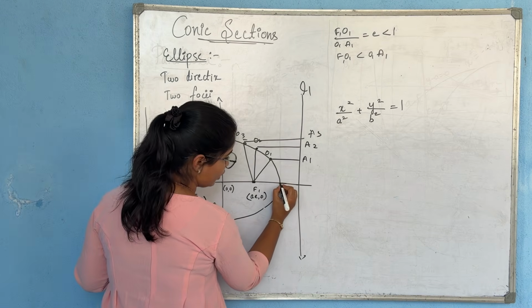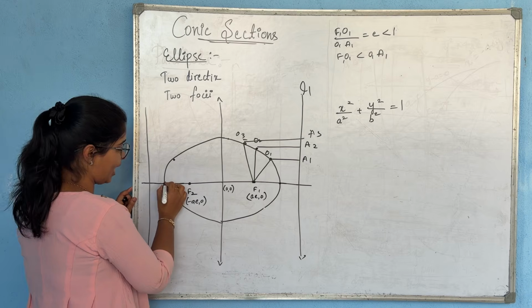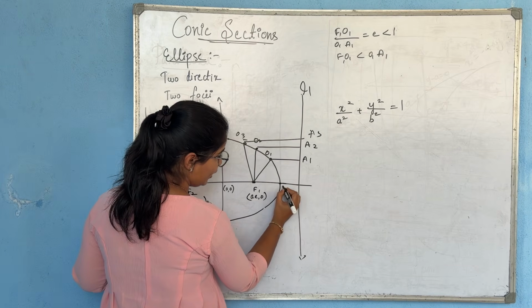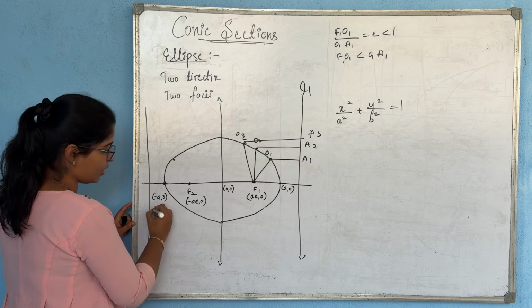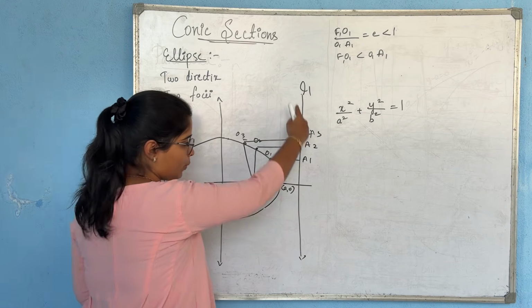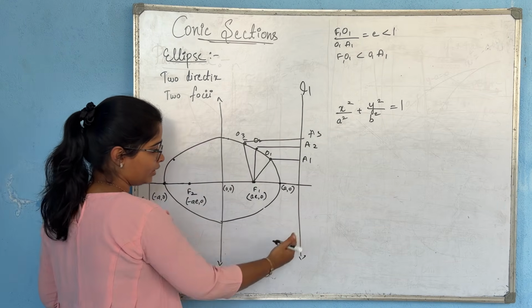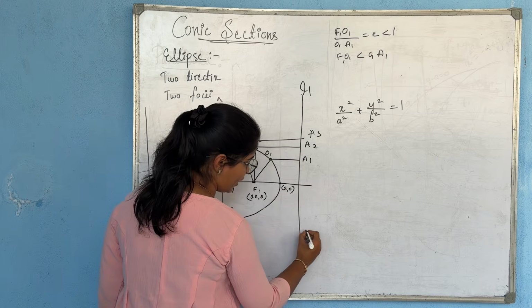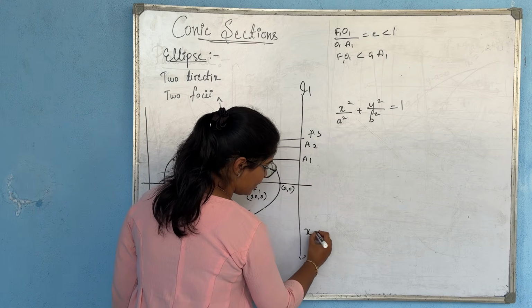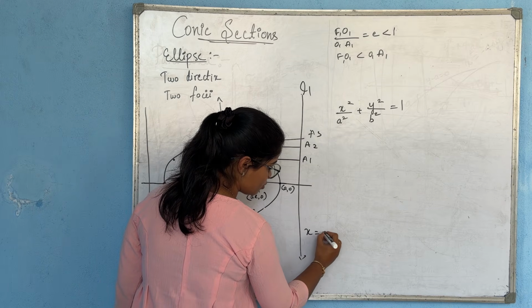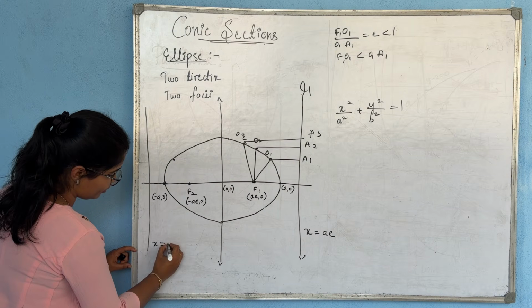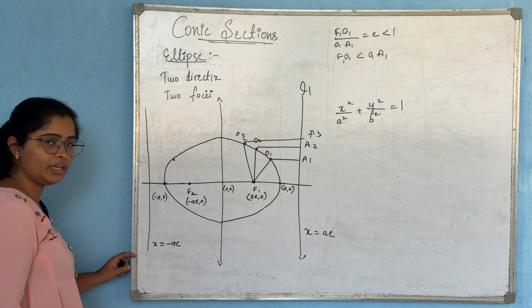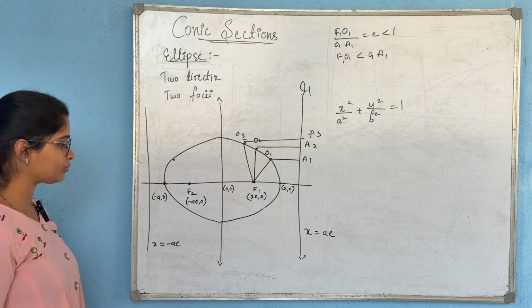And the next is vertices. Here and here we will be having two vertices. The coordinate of the vertex here is a, 0 and here it will be minus a, 0, clear. And the equation of directrix that is lying here, which is parallel to y axis and lying in the right side, will be x is equals to a by e, and here which lies in the left side, x is equals to minus a by e are the equations of directrix.